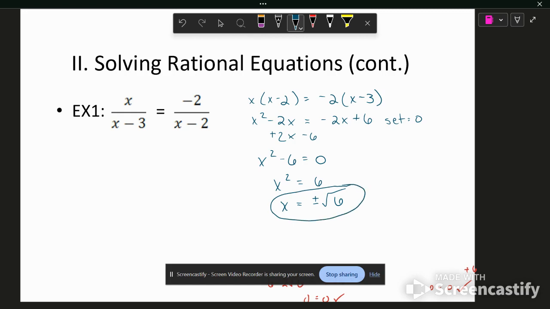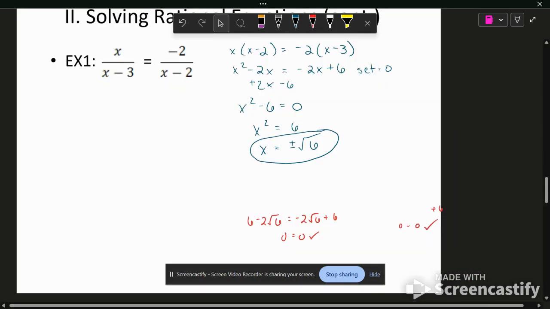Check your answer. If I take the square root of 6 or the negative square root of 6 and I plug it into either of those denominators, x minus 3 or x minus 2, am I going to get 0 in my denominator? No. So in this case, this is a perfect solution. That's good. And then we should be done with the problem. Questions at all?